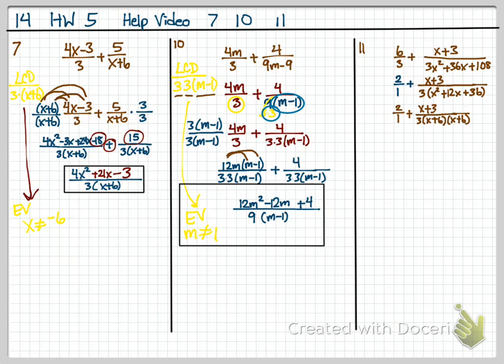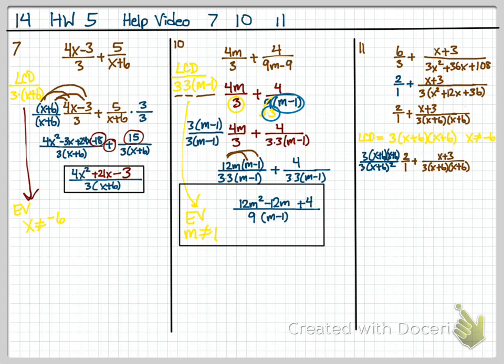Now let's look for our LCD. Left-hand fraction is just 1, so we don't really include that. The right hand, we must have 3, x plus 6, and x plus 6. Okay, next step is to multiply and change the fractions to get the lowest common denominator. So, and our excluded value is x cannot be negative 6.